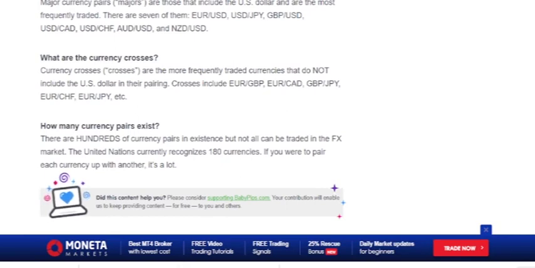How many currency pairs exist? There are hundreds of currency pairs in existence, but not all can be traded in the FX market. The United Nations currently recognizes 180 currencies. If you were to pair each currency up with another, it's a lot.